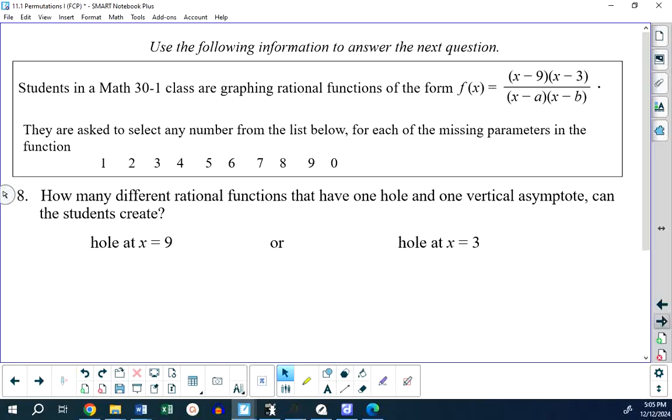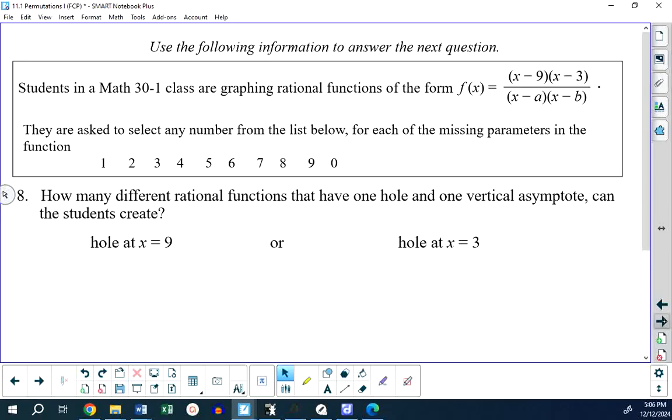Students in a class are graphing rational functions that look like that. There's a factor of x minus 9 and a factor of x minus 3 in the numerator, and then in the denominator is x minus a and x minus b. They are asked to select numbers from the list below for a and b to produce a number of different rational expressions. But all of the functions they create have to have one hole and one vertical asymptote.